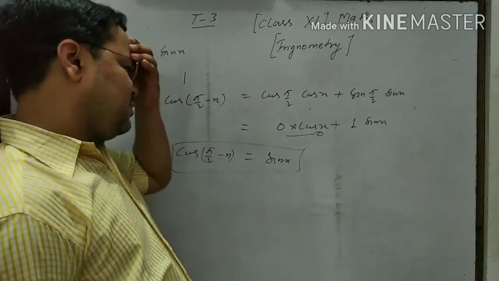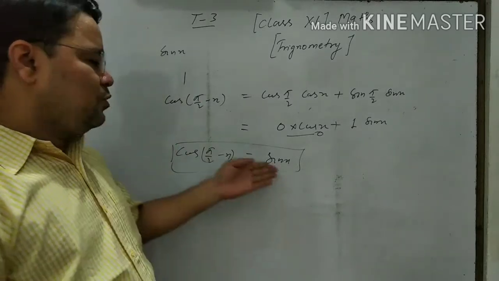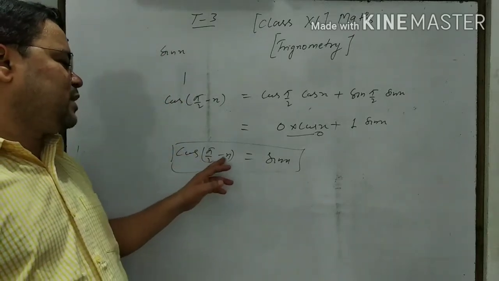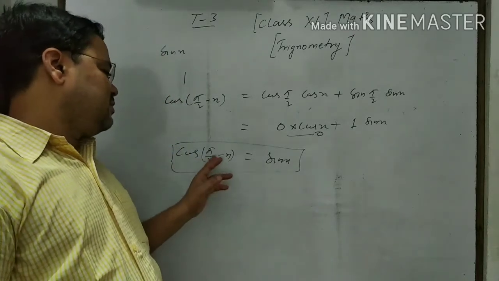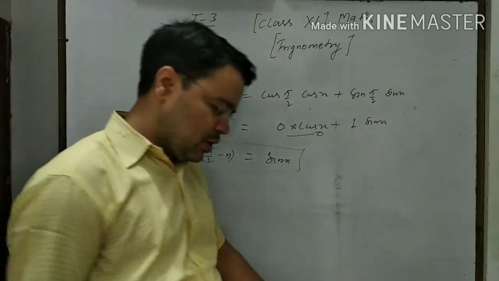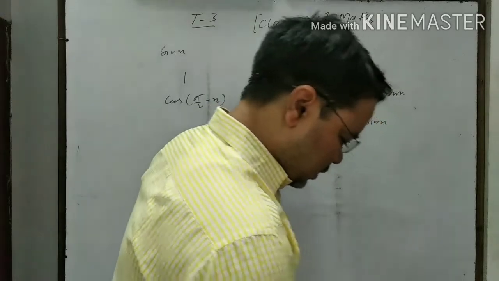So on the basis of the previous formula we can prove this also. Similarly we can prove sin(pi/2 - x) is equal to cos x. Similarly we can prove other formulas on the basis of these two formulas.